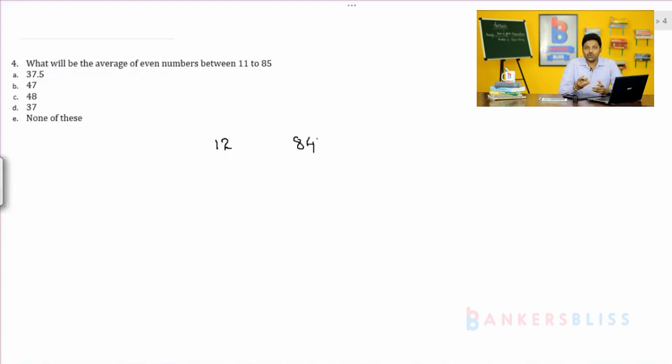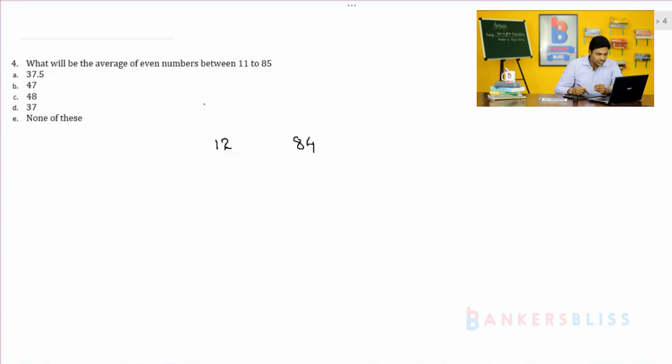Even numbers means 12, 14, 16, 18, 20, means we have a common difference. So if we have the common difference, then the series is in arithmetic progression. If the series is in arithmetic progression, we can use first term plus last term by 2, because the middle term will be the average.